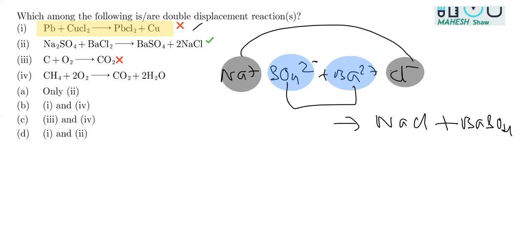As you can see, this is a combination reaction, where two or more reactants combine to give a single product. Now let's go for the next one.